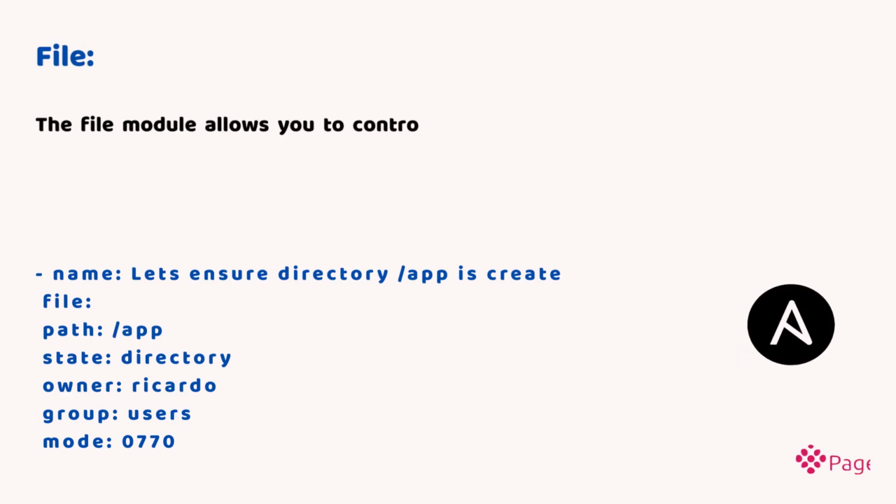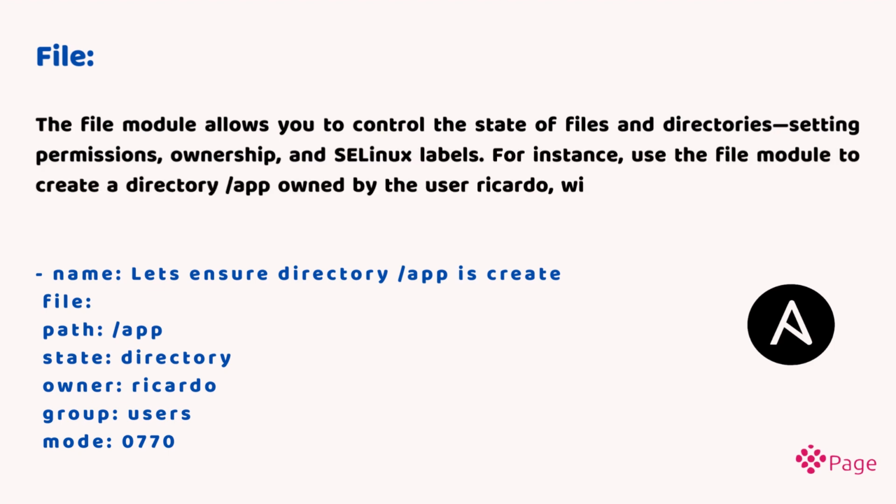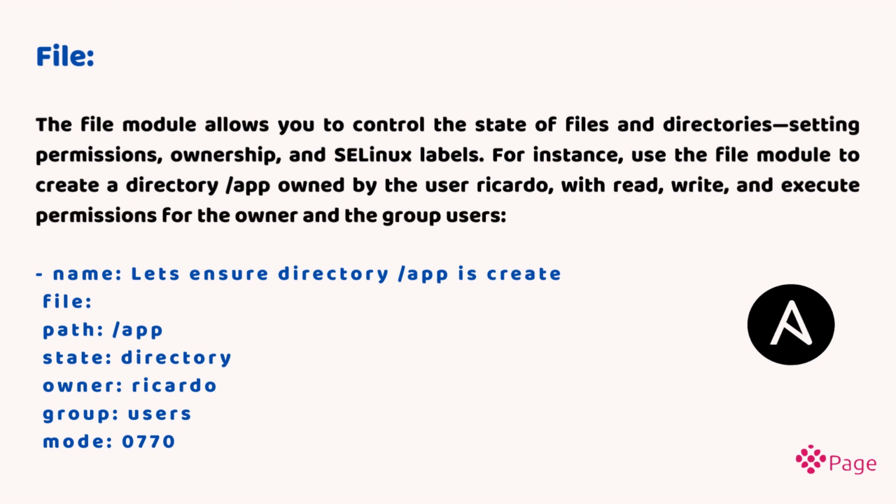File. The file module allows you to control the state of files and directories, setting permissions, ownership, and SELinux labels. For instance, use the file module to create a directory, /app, owned by the user ricardo, with read, write, and execute permissions for the owner and the group users.